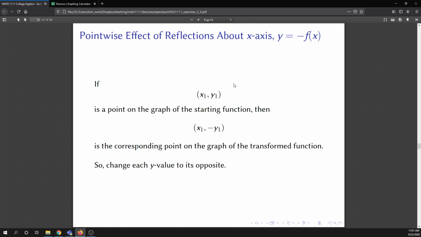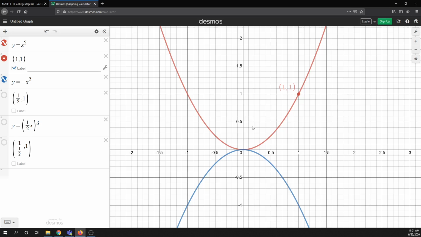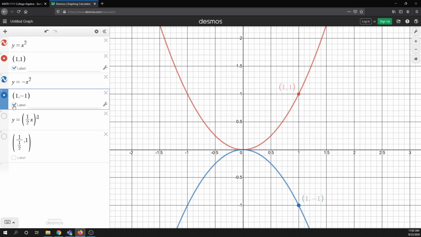Let's take a look at the pointwise effect. When you multiply the entire function by -1, it's going to multiply the y coordinates by -1 to find where the points get shifted to. So if we start with this point on the graph of y equals x squared, then what we would do is keep the same x coordinate. So the x coordinate would be 1, and then we multiply the y value by -1. So 1 times -1, and that point will get shifted down here like this. So we would multiply the y coordinate by -1.